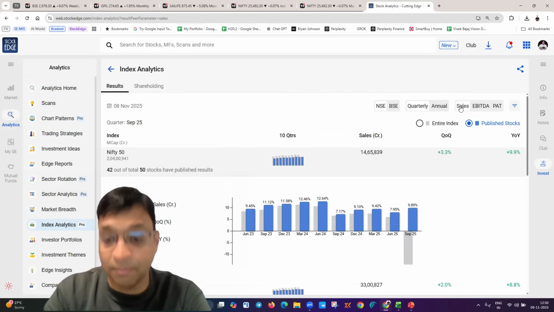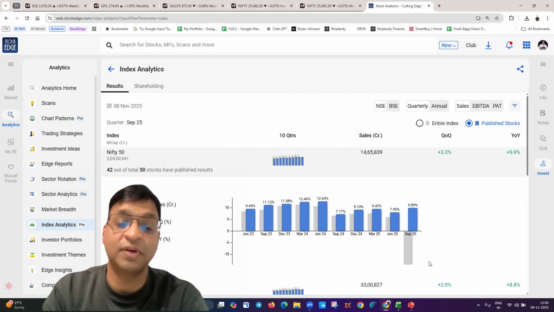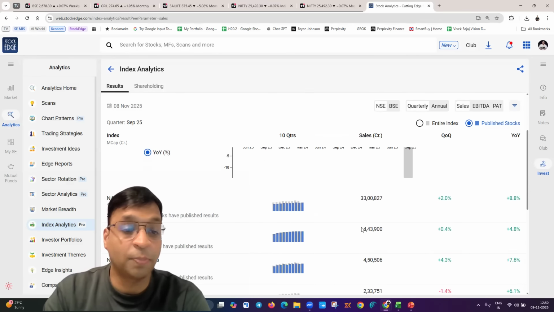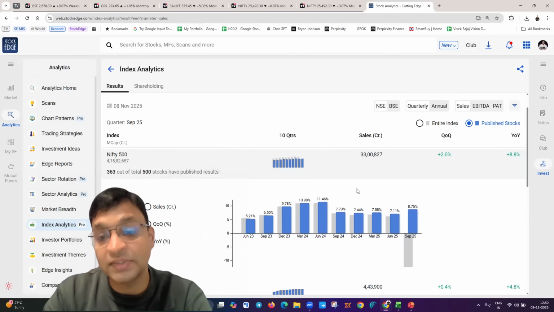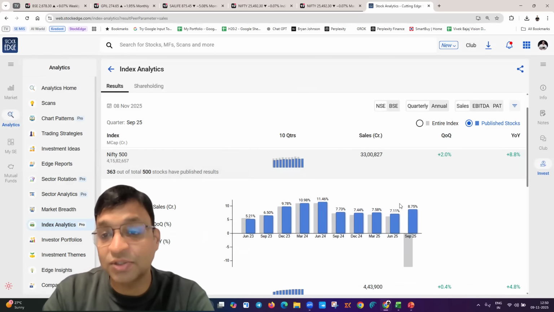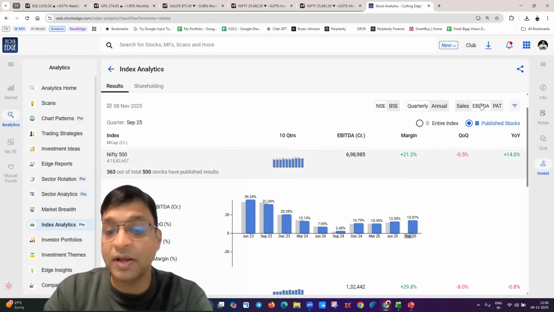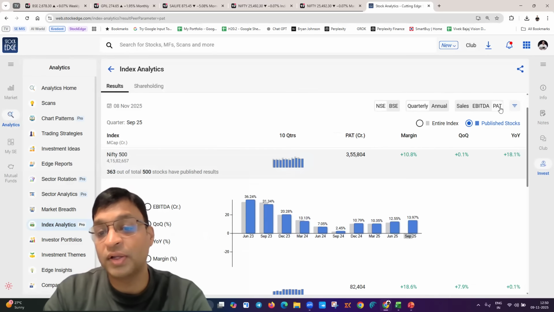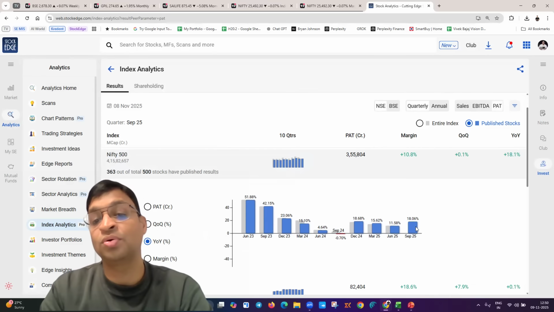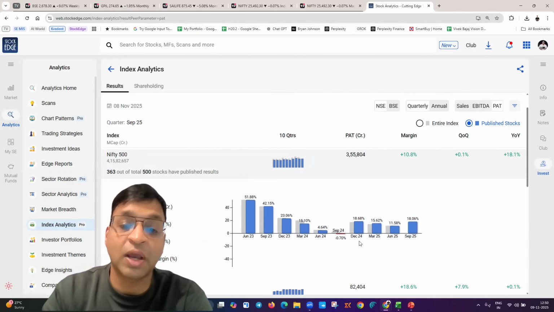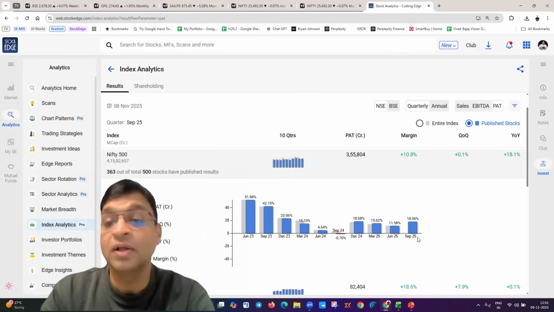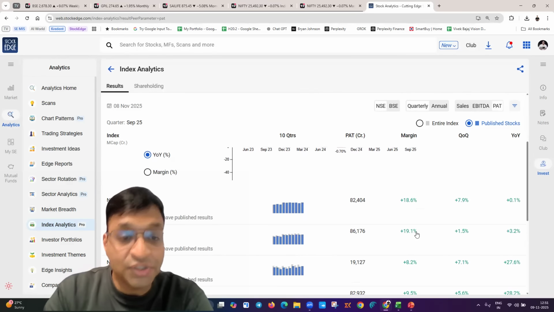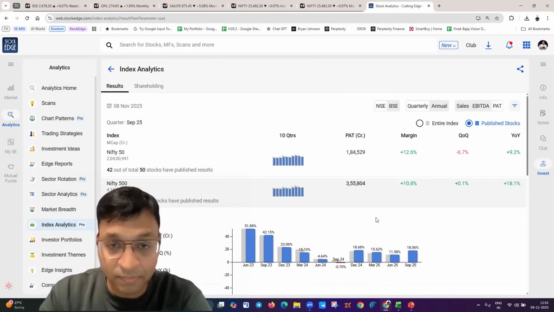So at least there is some bit of recovery which is being witnessed as far as corporate profit and corporate business is concerned. Now let's go to Nifty 500 and see the same thing. Yes, in Nifty 500 also the sales growth is apparent. EBITDA growth is also there. And if you look at the PAT growth, it is also decent. I mean, the recovery which happened in December, the same recovery we are witnessing in September. So that means corporate India financials have become better, right?